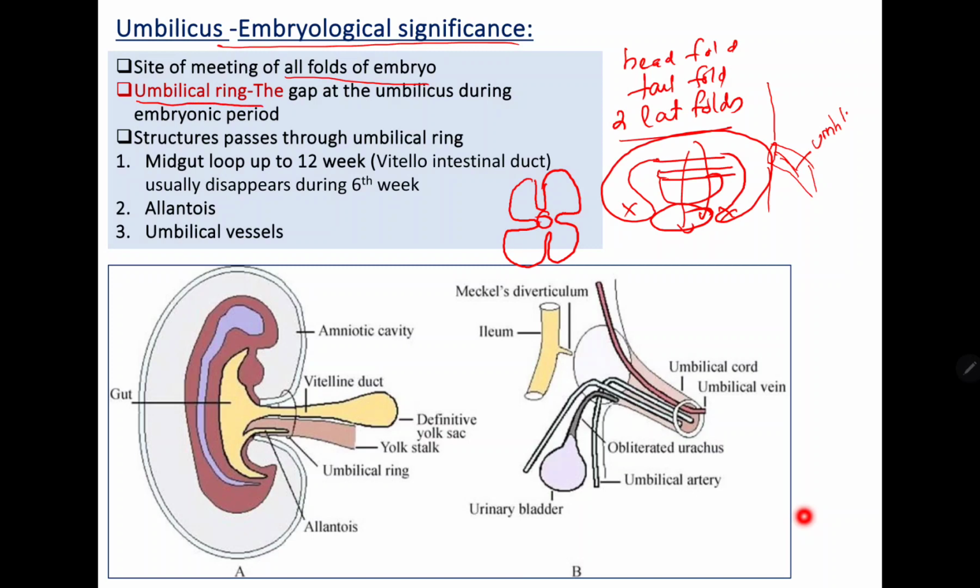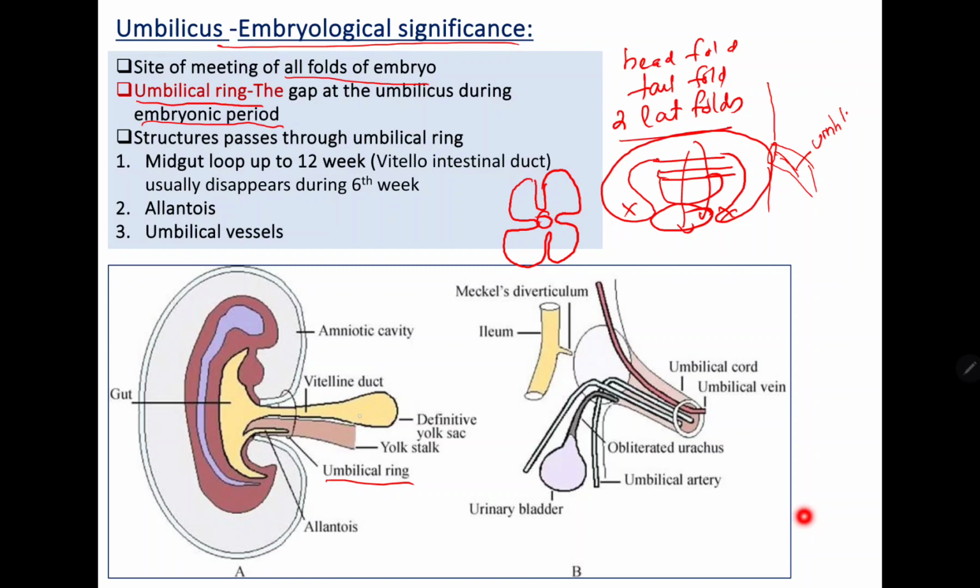Remember the umbilical ring. So what is umbilical ring? Umbilical ring is a gap at the umbilicus during embryonic period. So we have, remember this umbilical point. So umbilical ring is there. Okay, and some structures are passing through the umbilical ring.